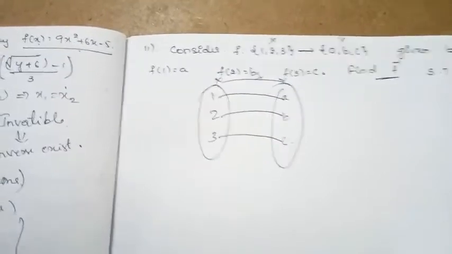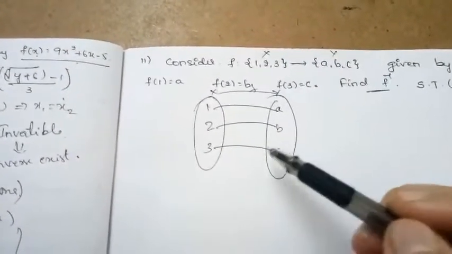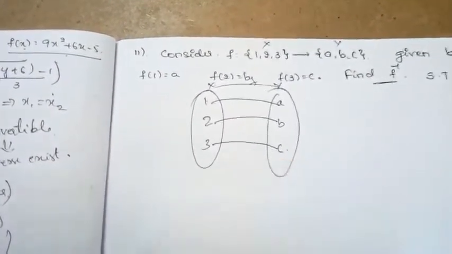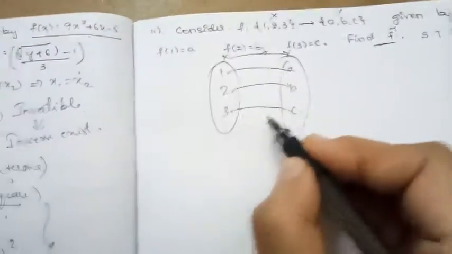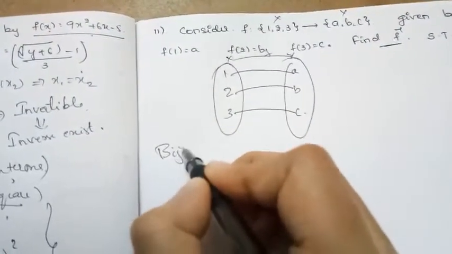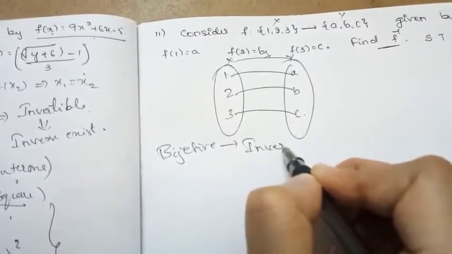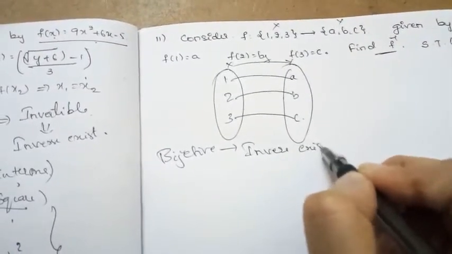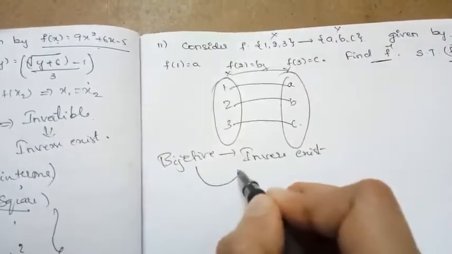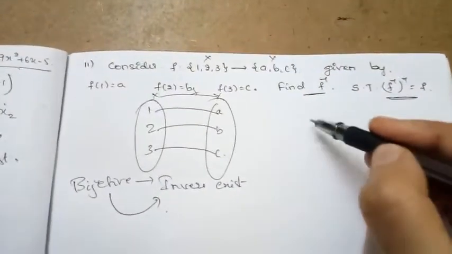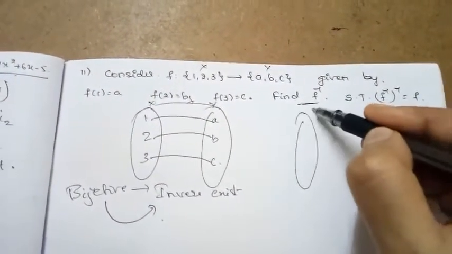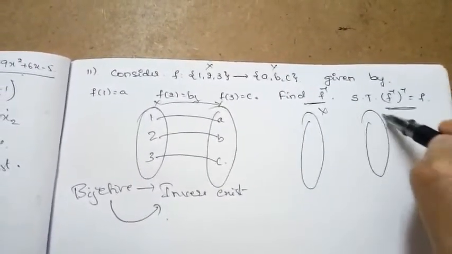So clearly this function is one-one as well as onto, since the given function is bijective, and since it is bijective, we can say its inverse exists. So from the beginning itself I am saying, if a function is bijective then the inverse exists. Suppose it is not bijective, let us see what happens.